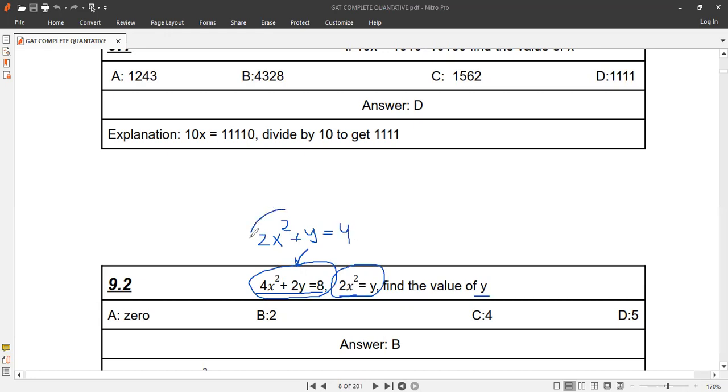Now look at this term, 2x squared, which is y. So we can replace this term by y. So we will have y plus y equals 4. Now 2y equals 4. This means y equals 2. So the answer is B. So we worked on the first equation and we used the information in the second equation.